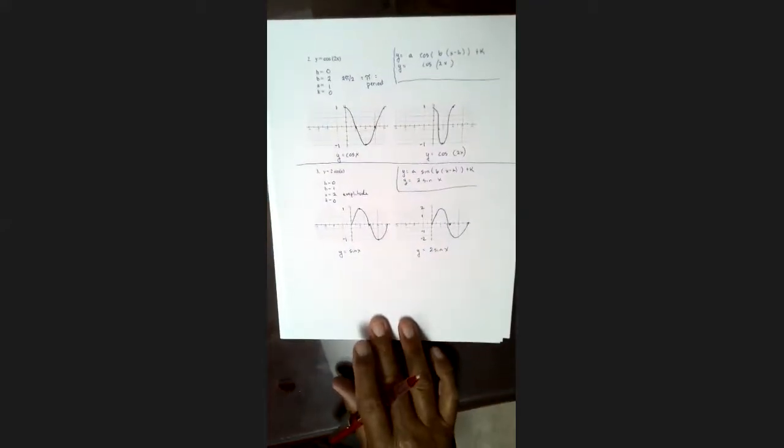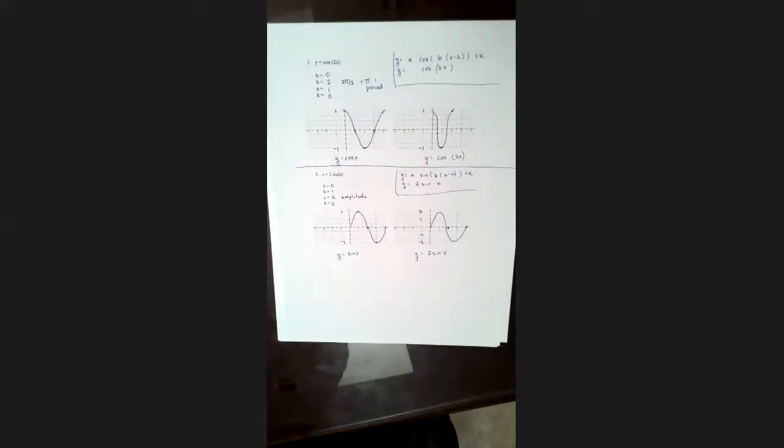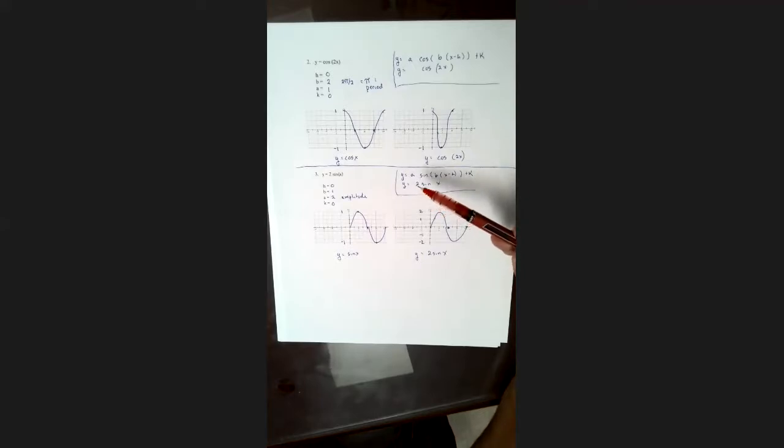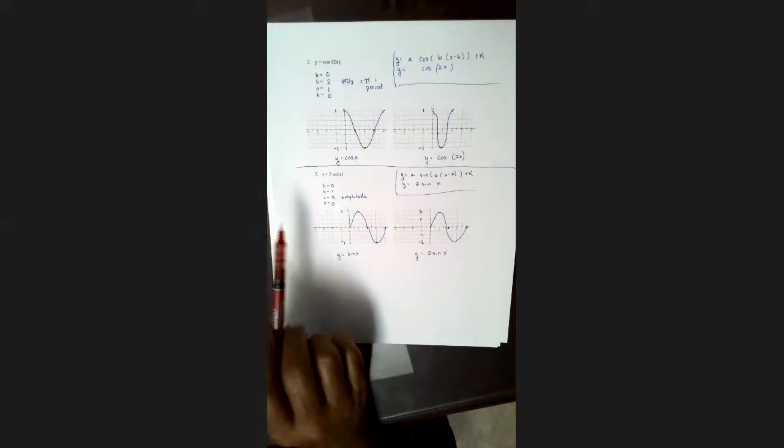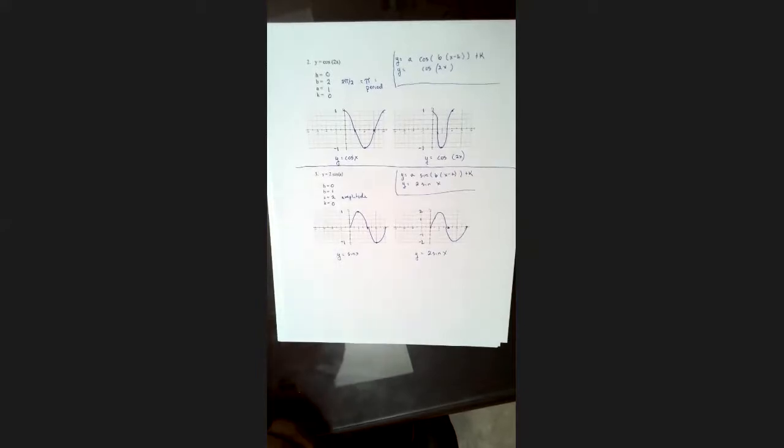Third example here, y equals 2 times the sine of x. Again, I rewrite it over here. I see this time I have an a of 2, and my other values stay there. So my amplitude is 2.